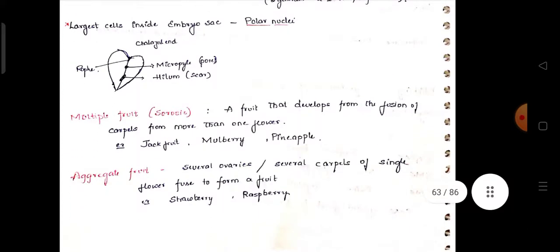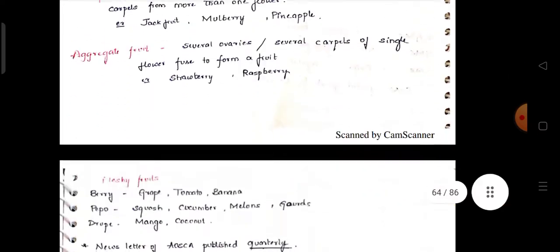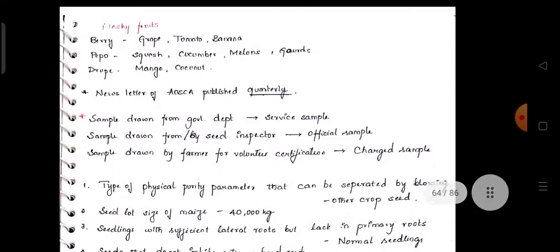Multiple fruit or sorosis: a fruit that develops from the fusion of carpels from more than one flower. Examples: jackfruit, mulberry, pineapple. These are all sorosis kind or multiple fruit. Aggregate fruit means several ovaries or several carpels of a single flower fused to form a fruit. Examples: strawberry, raspberry, etc. Fleshy fruits. Berry types are grape, tomato, banana, pepper or squash, cucumber, melon, gourds. Drupe types are mango and coconut.